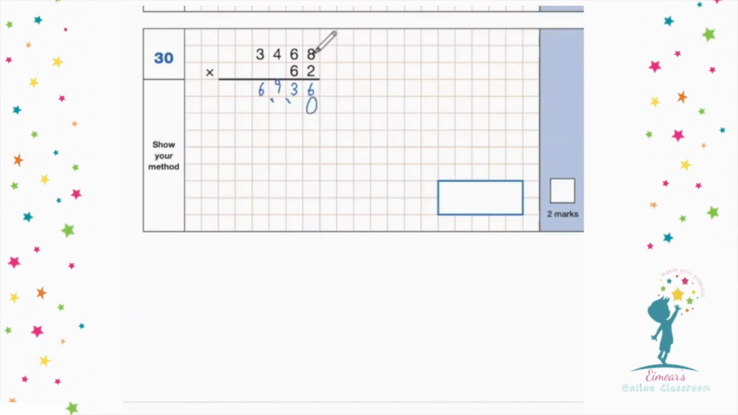6 times 8. 6 6s are 36. I always start with my square numbers. 7 6s are 42. 8 6s are 48. So I'm going to put my 8 in, and my 4 goes to the next place value. 6 6s are 36 plus 4 is 40. Strike that out and put my 0 in. So we've done our 6 8s are 48. We've done 6 6s are 36 plus 4 is 40.